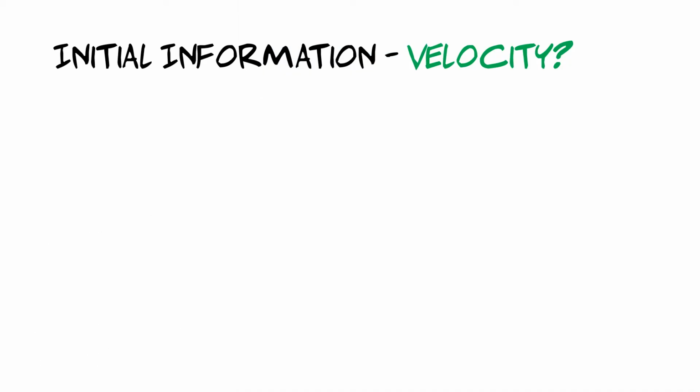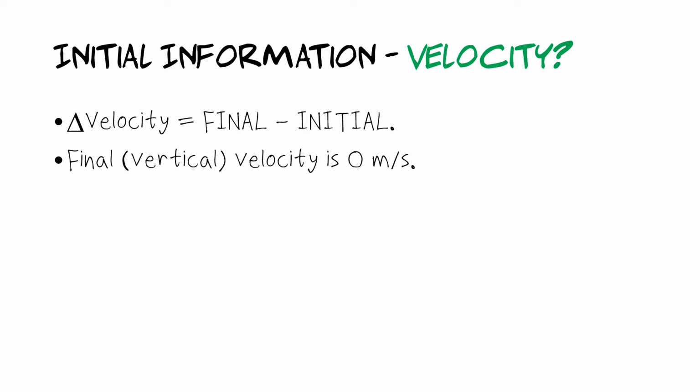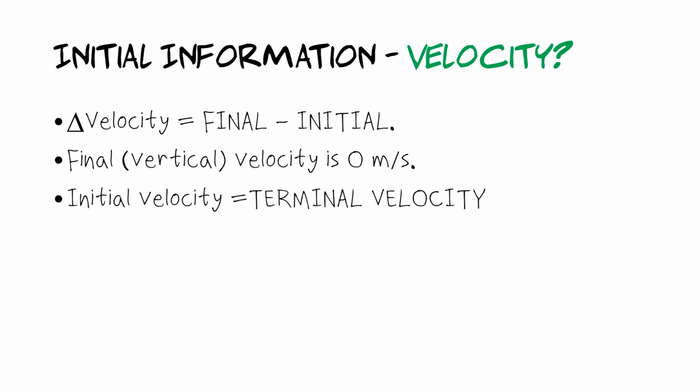The final piece of the puzzle is velocity, specifically change in velocity, which is final minus initial. We're going to assume the final vertical velocity is 0, since Batman's being brought to rest vertically by Superman. The initial velocity is known as terminal velocity. Long story short, as you're falling, air resistance acts on you. Gravity pulls down on you with a constant force, but air resistance actually increases the faster you go.